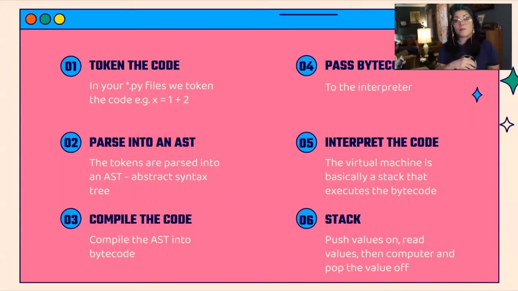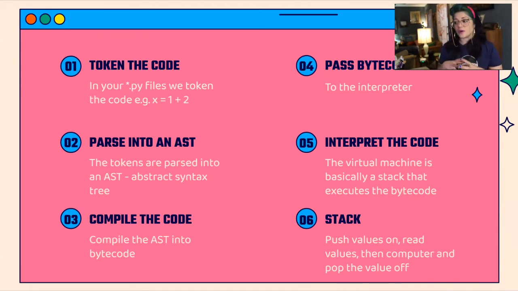These tokens then are parsed into an AST, an abstract syntax tree. We then take the AST and we compile the AST into bytecode. Again, remember that's those .pyc files. We then pass the bytecode to the interpreter, and then we interpret the code, which is what the virtual machine is doing when it actually executes the bytecode.